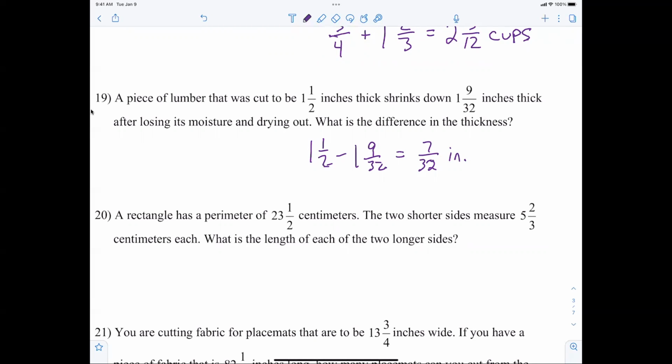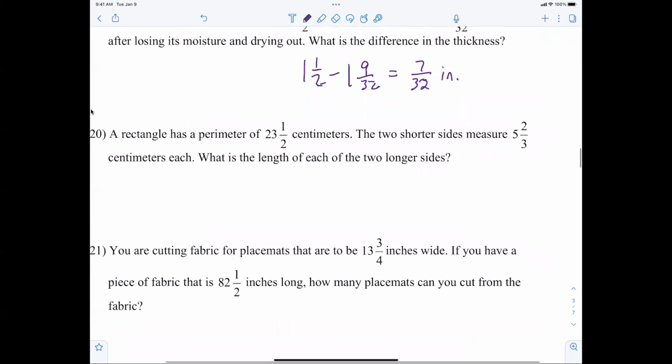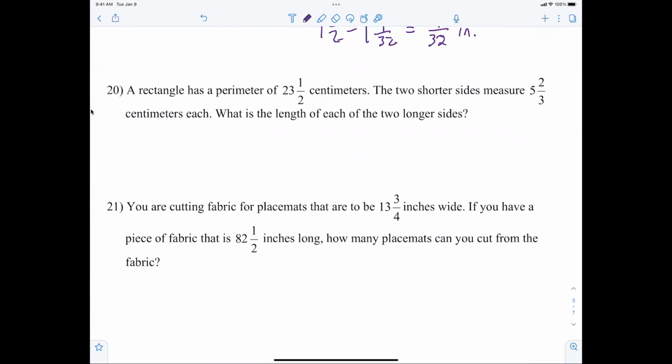All righty. Number 20. Peter, you up? You ready? Read it to me, please. The rectangle has a perimeter of 23.5 centimeters. The two shorter sides measure 5 and 2/3 centimeters each. What is the length of each of the two other sides? All right, here we go. So I'm drawing another rectangle. Everybody's drawing a rectangle for me. The two shorter sides are 5 and 2/3.